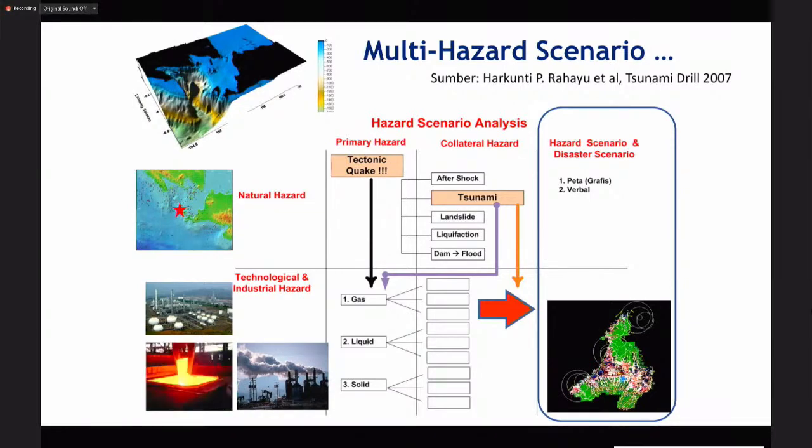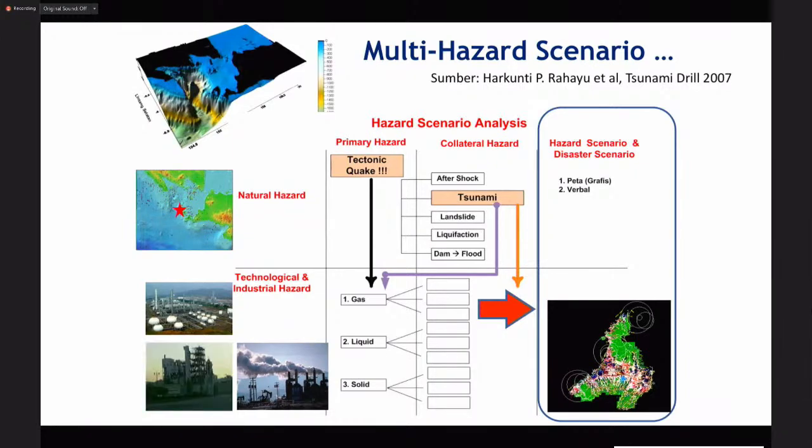For the tsunami, for sure, we are using the modeling of the tsunami and how the tsunami inundates the area, and like I mentioned before, we need to have a high resolution of the topography. But for the technological industrial hazard, we need a different thing, we need the wind, because the wind will carry all the explosion, all the dust, the radioactive dust.